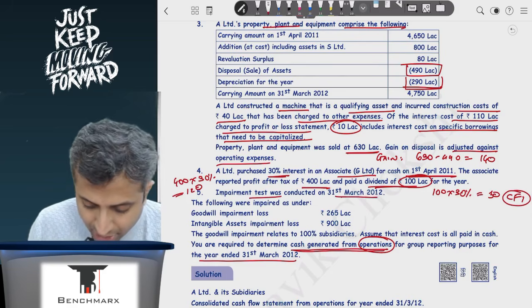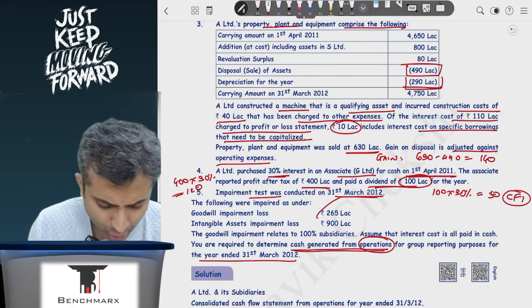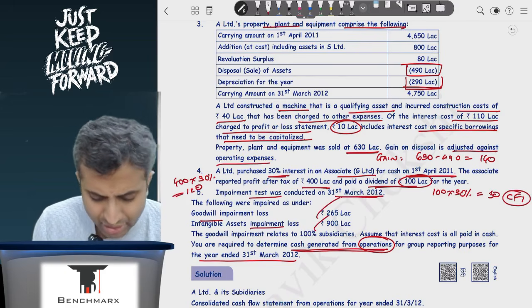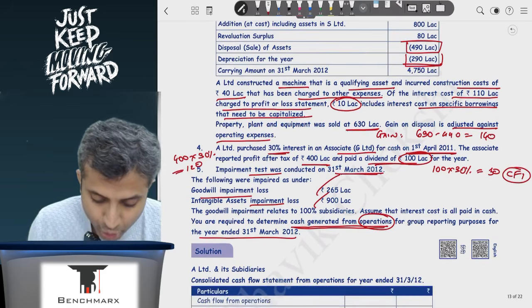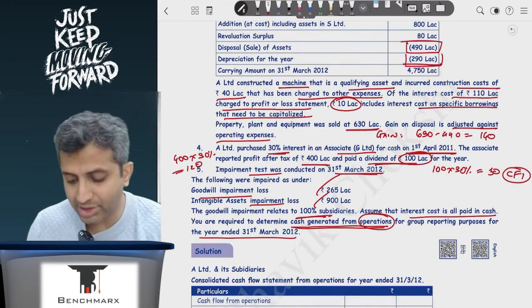Impairment test was conducted on 31st March 12, and there's a goodwill impairment loss and an intangible impairment loss. These are non-cash in nature, and hence you will add them back. Goodwill relates to 100% subsidiaries. Assume interest is paid in cash.